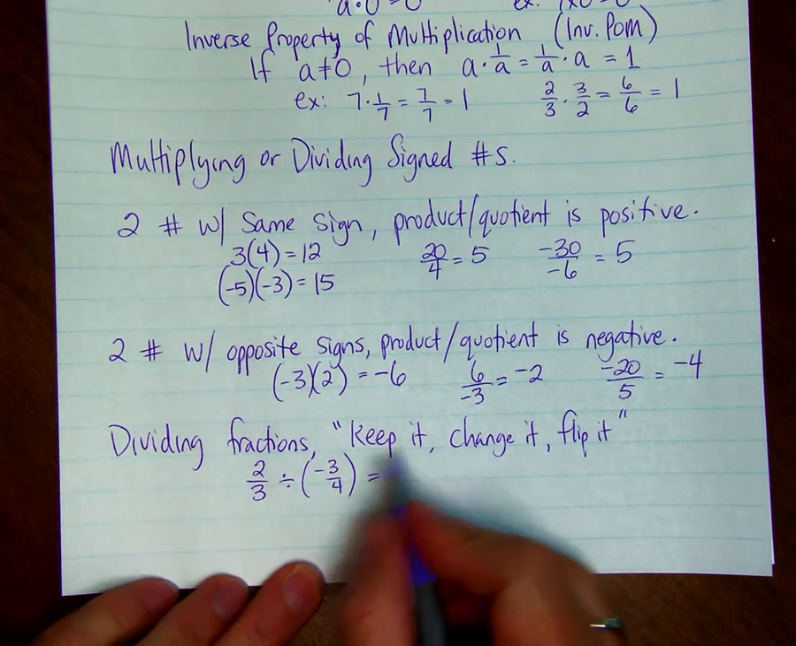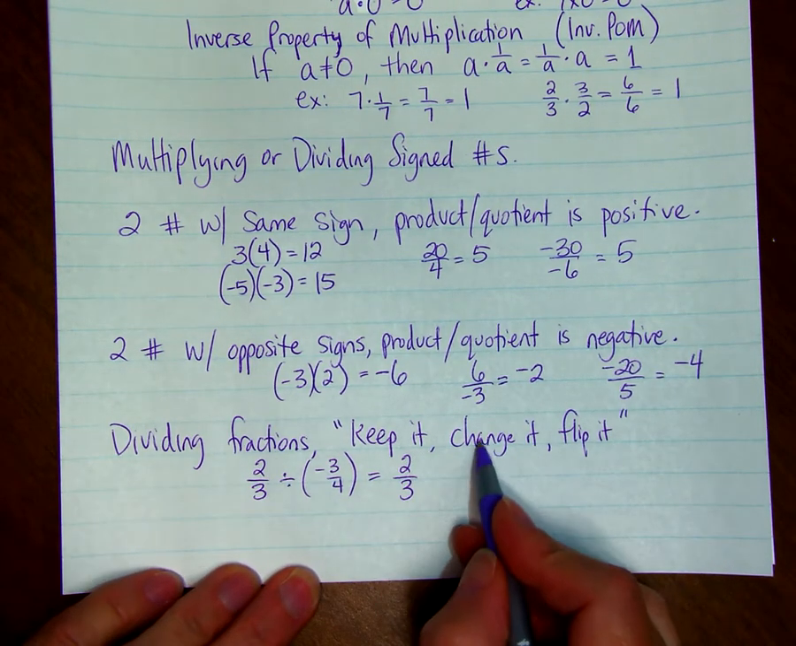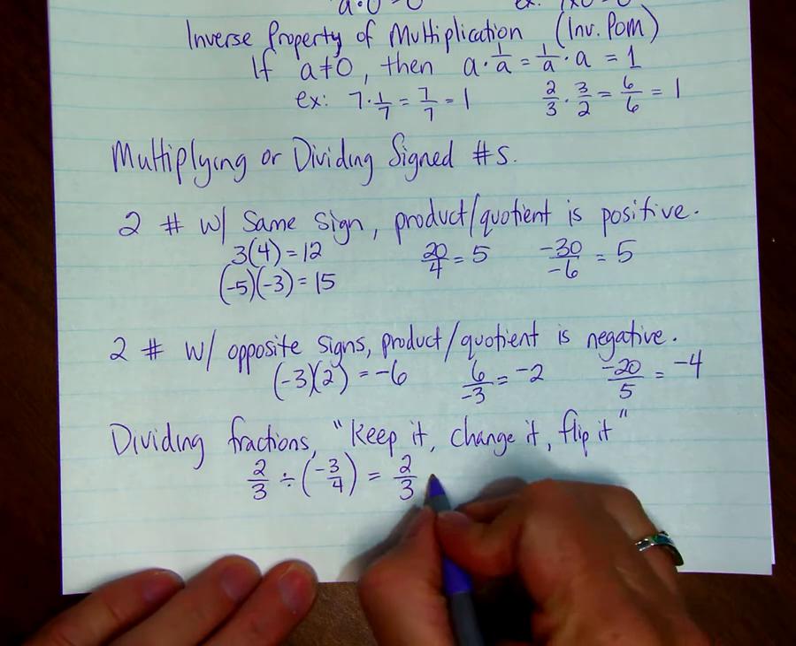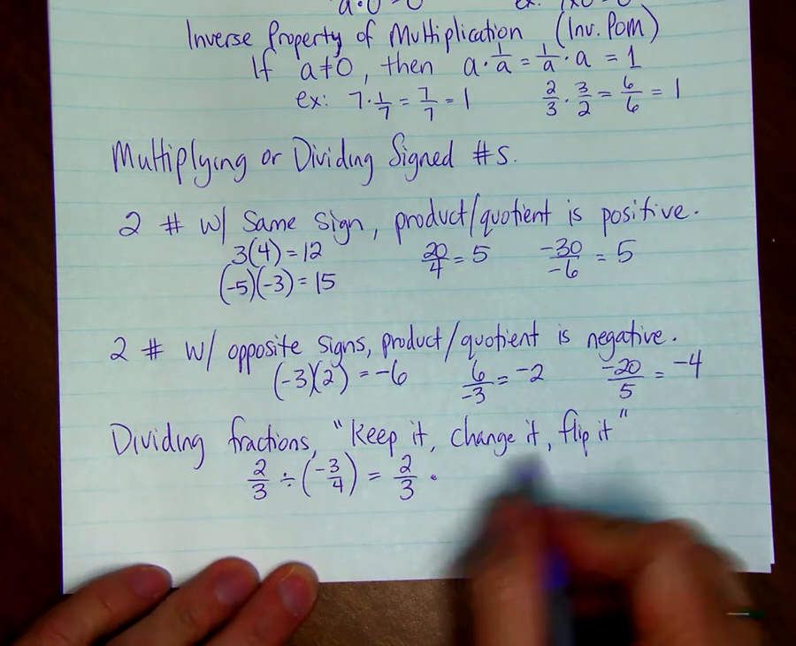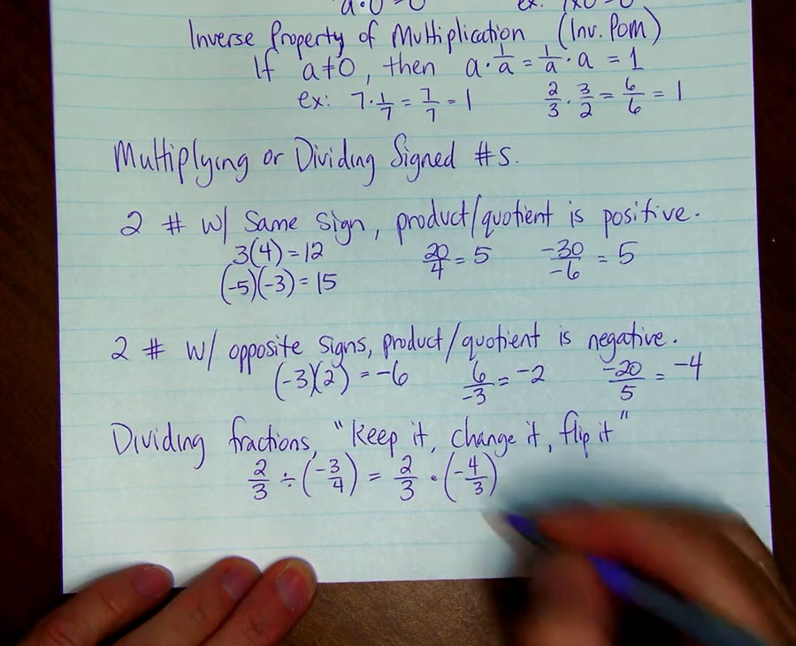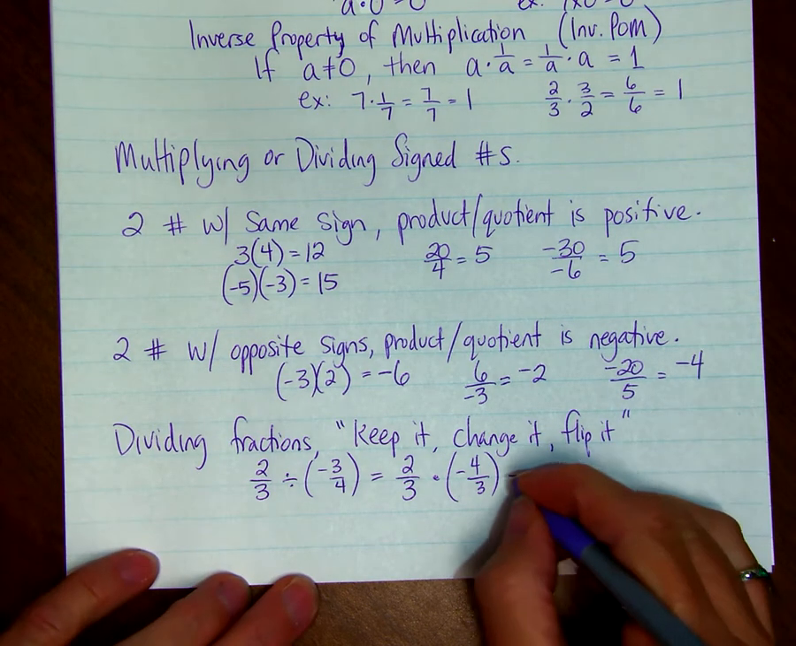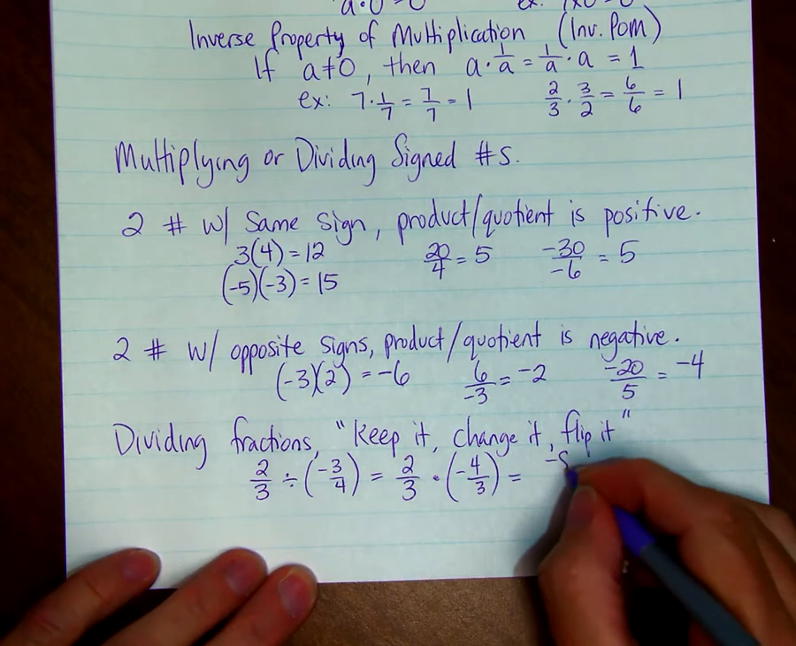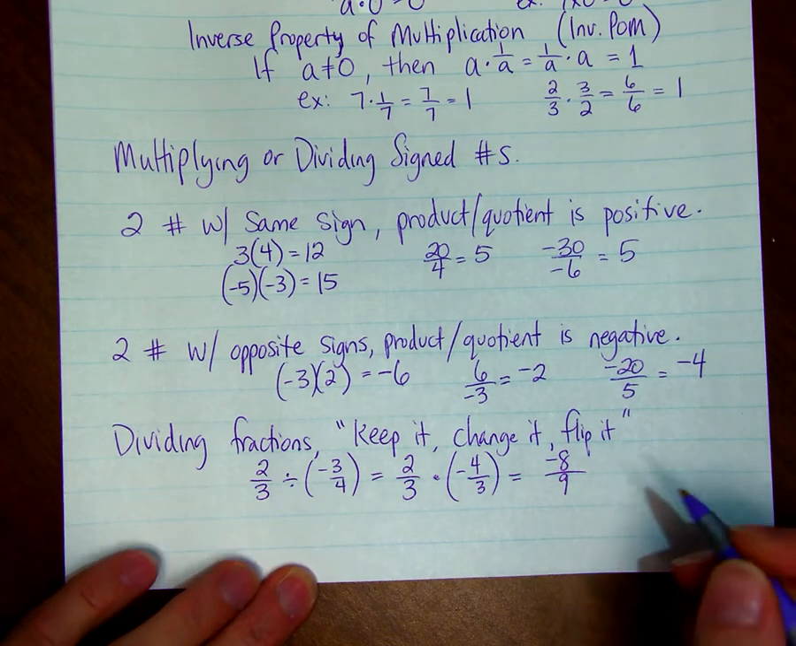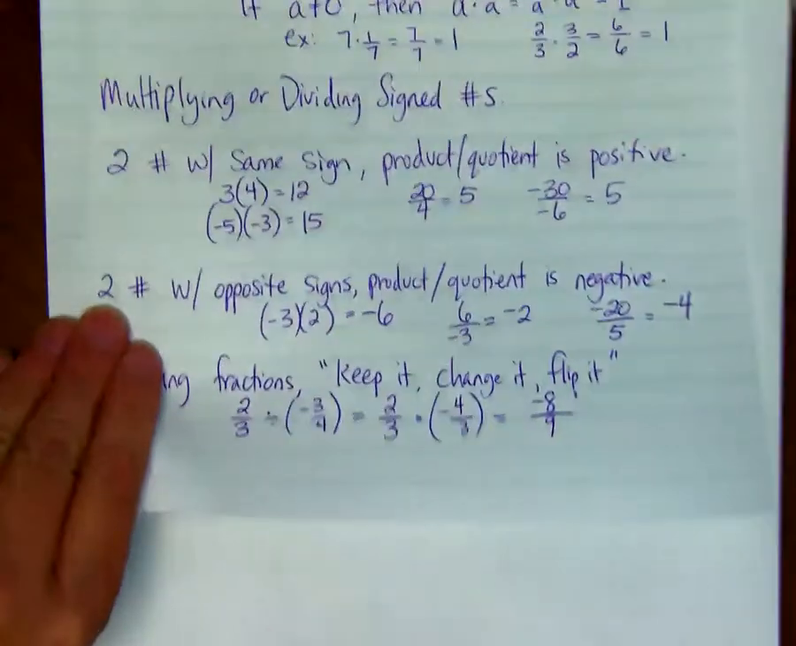So the keep it means rewrite the first fraction as 2/3. Change it means take the division, change it to multiply. Flip it means take the last fraction and flip it upside down. Now we're multiplying straight across. 2 times a -4 is -8, and 3 times 3 is 9. So the answer would be -8/9.